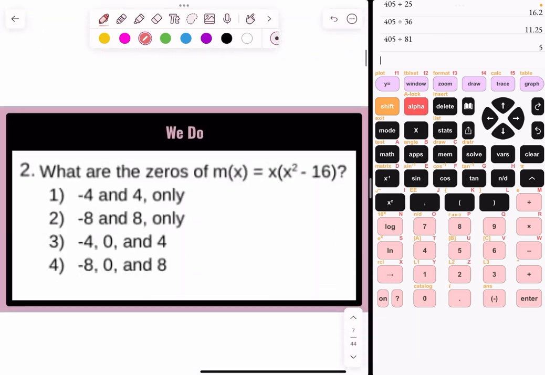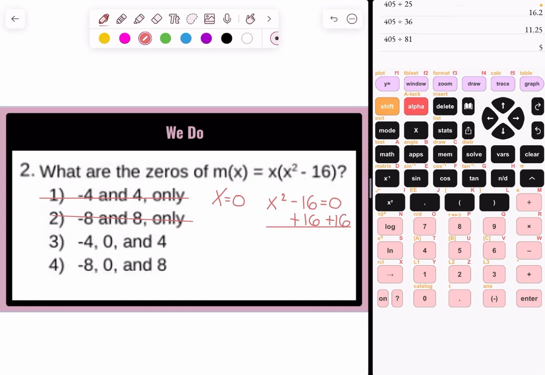This one, I want you to try pausing the video and see if you can figure it out. What are the zeros? Set each thing equal to 0. x equals 0, and x squared minus 16 equals 0. So I have x equals 0. Let me get rid of anyone that doesn't have x equals 0.